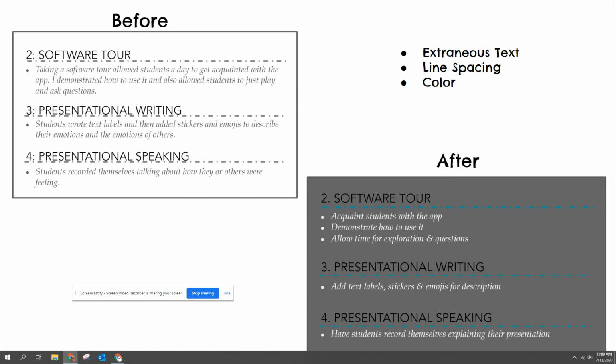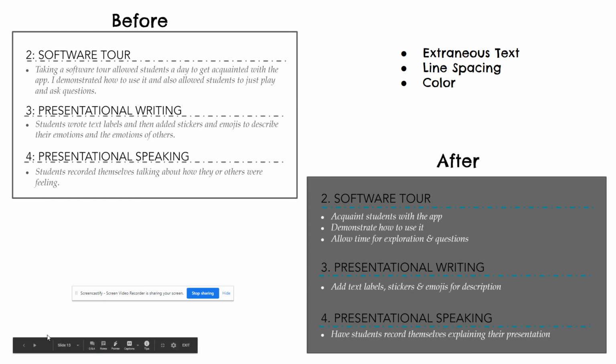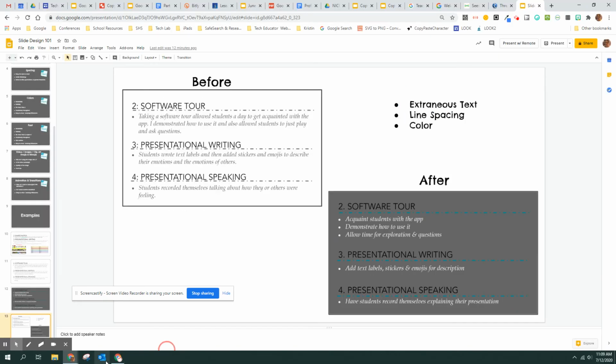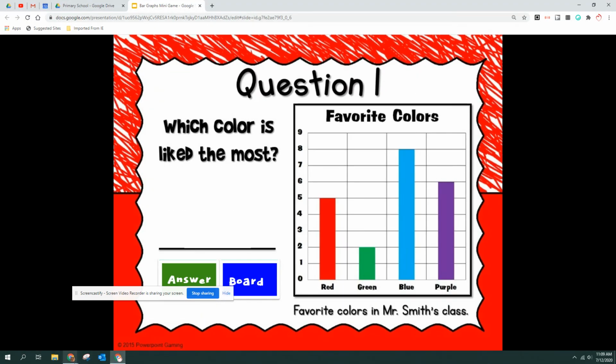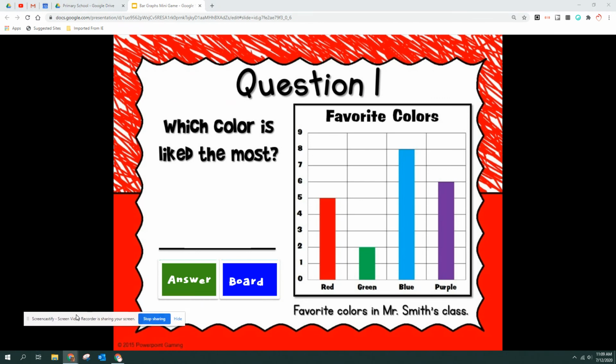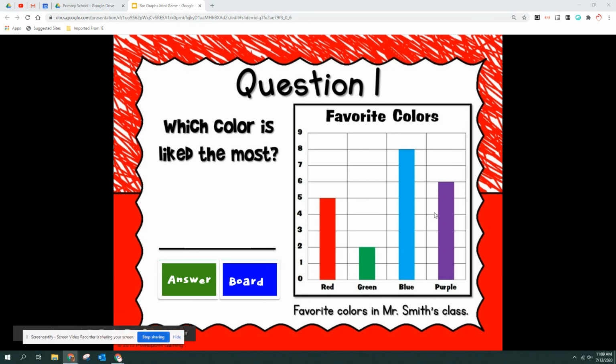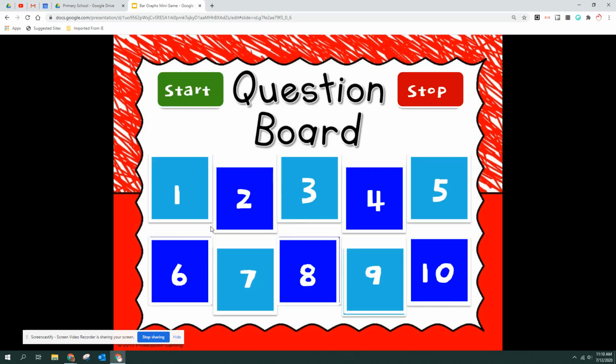And I do have an example of animation for you where it's used in a way that's very helpful. If I can get out of this presentation, here we go. Here's a great example of an animation. Now this is where animation particularly works. So this is an example of a review game that you might play with students. Which color is liked the most? Ask the students to answer. I click on answer, the answer pops up. That is perfect animation for something like this.